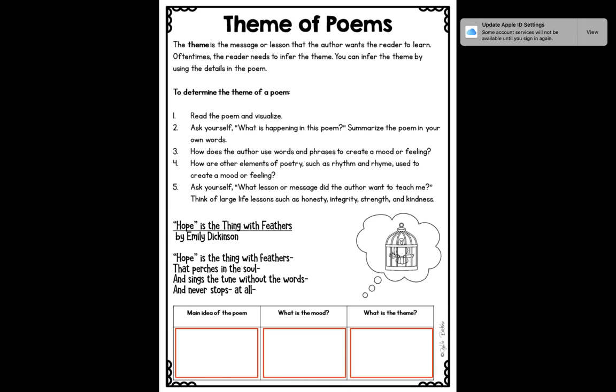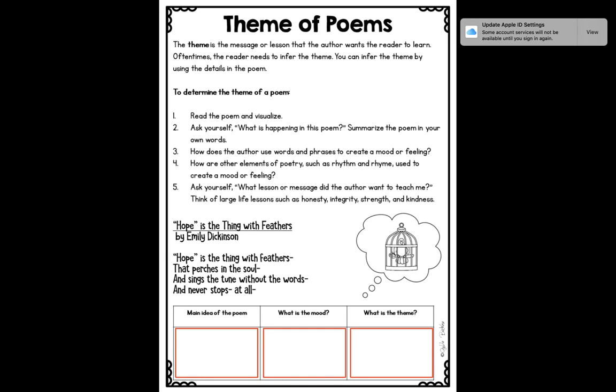To determine the theme of the poem, one, read the poem and visualize. Two, ask yourself, what is happening in this poem? Summarize the poem in your own words. So when we read the poem, we've already gone over that when you read something closely, you read it 4 or 5 times sometimes. The first time is to understand the big idea of the poem. So that's what we're going to do. And then when you go over it the second and the third time, you're looking more at the figurative language and the imagery and thinking about the poem.